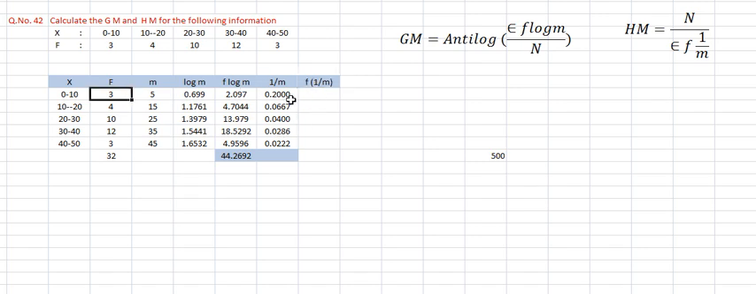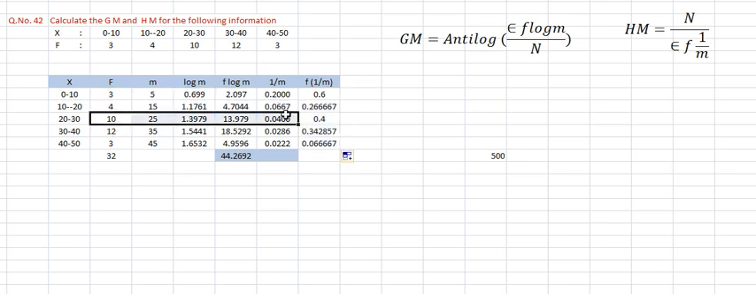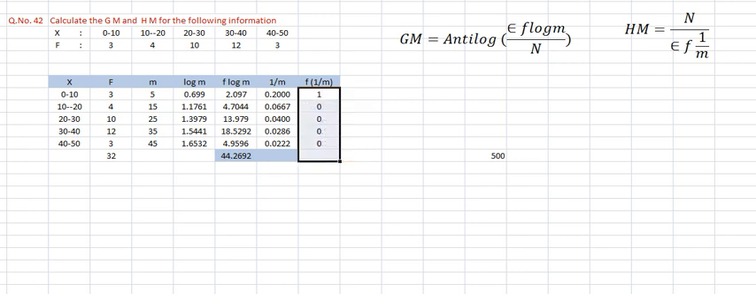So f is here, 1 by m is here. Find 3 into 1 divided by m: 3 into 0.2 is 0.6. Like that you multiply all the numbers: 4 into this number, 10 into this number, 12 into this number, 3 into this number. So you will get this number. This was the answer, and the total is this one. We need the total of this. So this was enough for our computation of the geometric mean and harmonic mean.